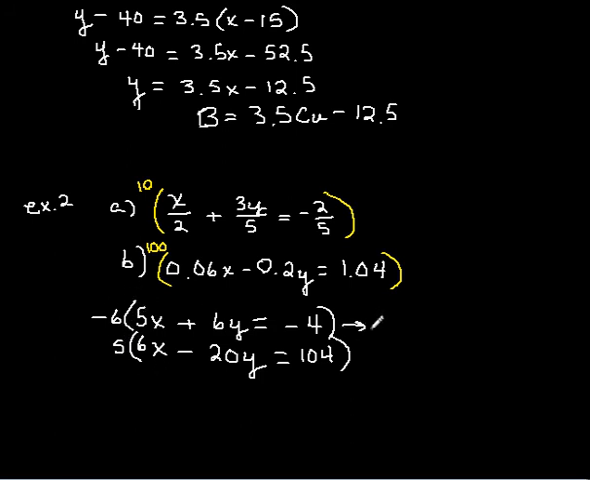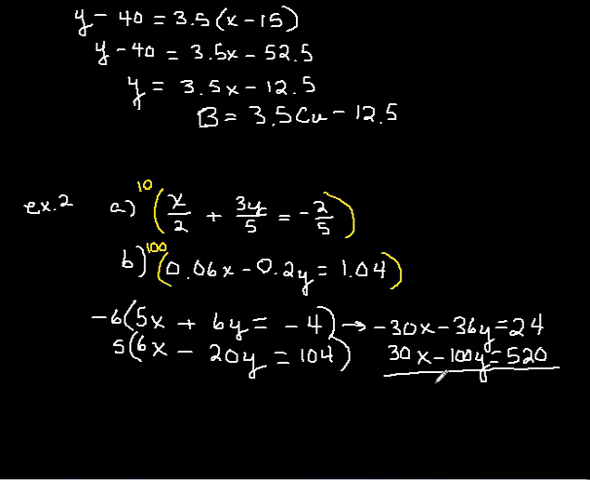So I'm going to multiply this one by negative 6, and I'm going to multiply the second equation by 5, and you can see here that we will eliminate the x's. So here we go. Negative 30x minus 36y equals 24. Take 5 times the 6x, we get 30x minus 100y equals 520, sorry. Now we can add these up.